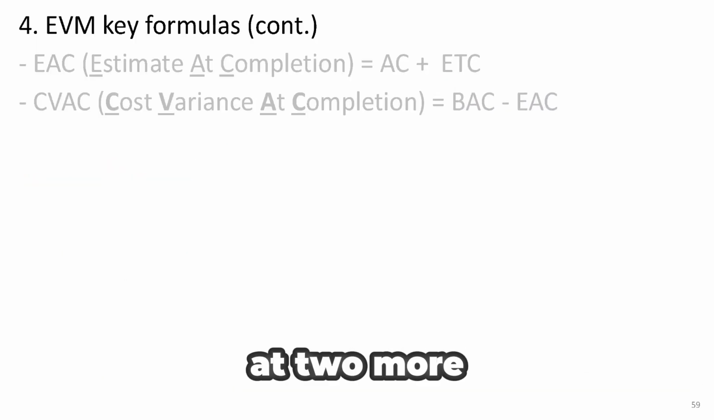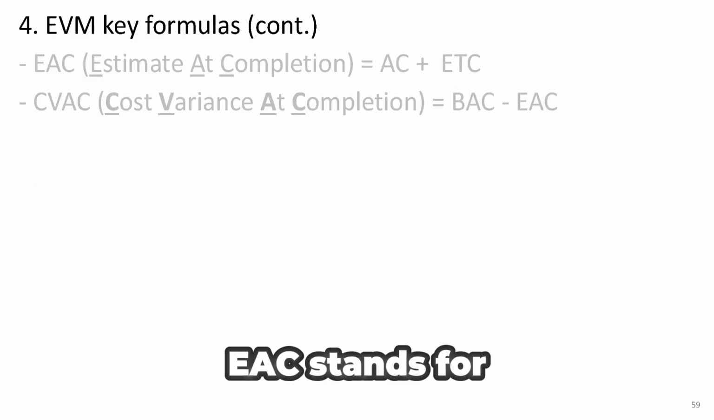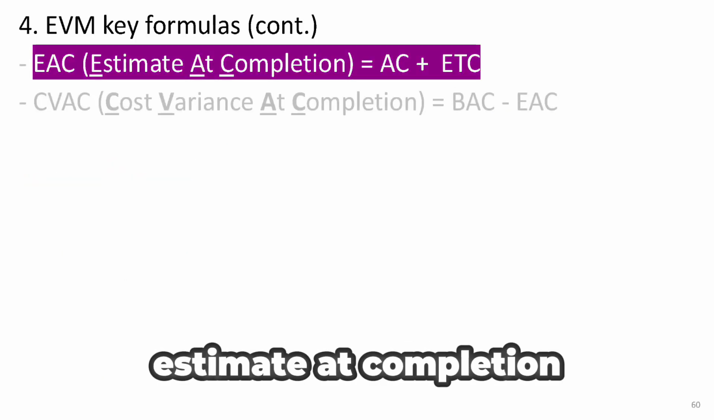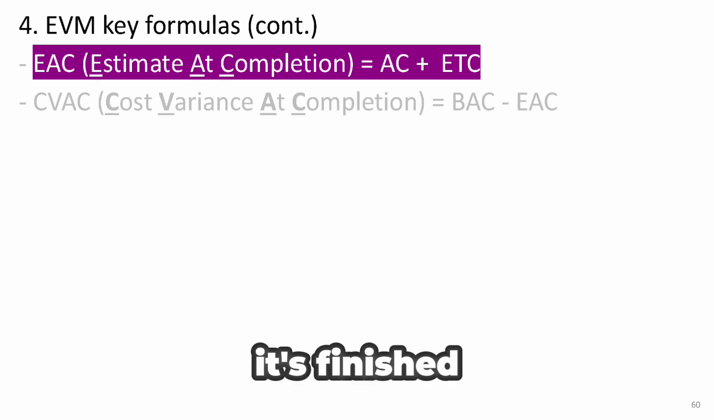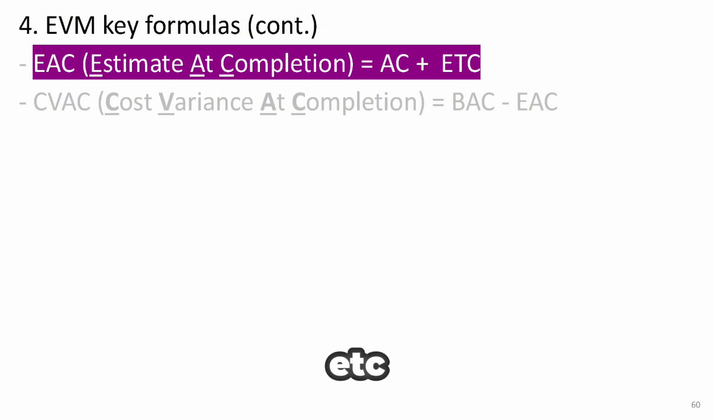Now, let's look at two more key formulas. EAC stands for estimate at completion. This tells you how much the project is expected to cost in total by the time it's finished. We calculate it by adding the actual cost, AC, to the estimate to complete, ETC.